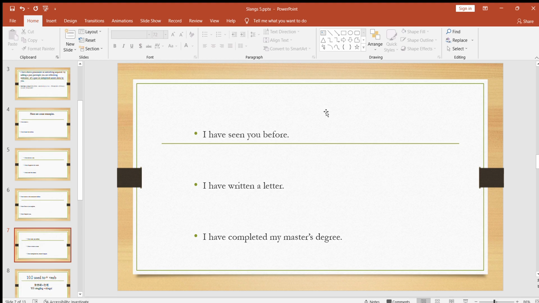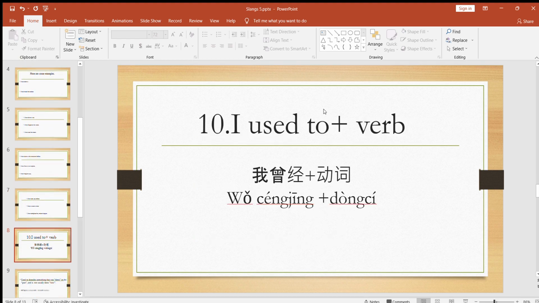Okay, let's move on to the next one. This is one of my favorite ones, and I used it a lot. I use it a lot even when speaking English, because it's really useful and fun. Personally, I found it very useful. So this is the 10th slang, and it says "I used to plus verb."